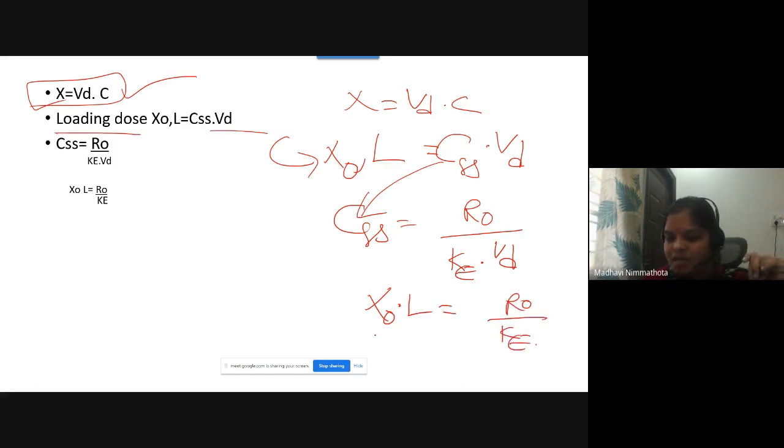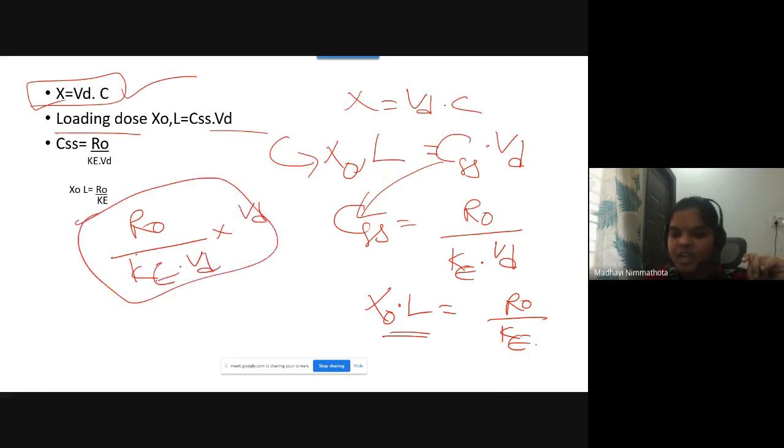One equation comes from your infusion. In the written material, I will give the entire derivation. Once you go through that material, if you have any doubts about the derivation, I will help you. In your textbooks there is no derivation, but from an exam point of view, everyone has to write this derivation. So this is the final equation to get the loading dose.